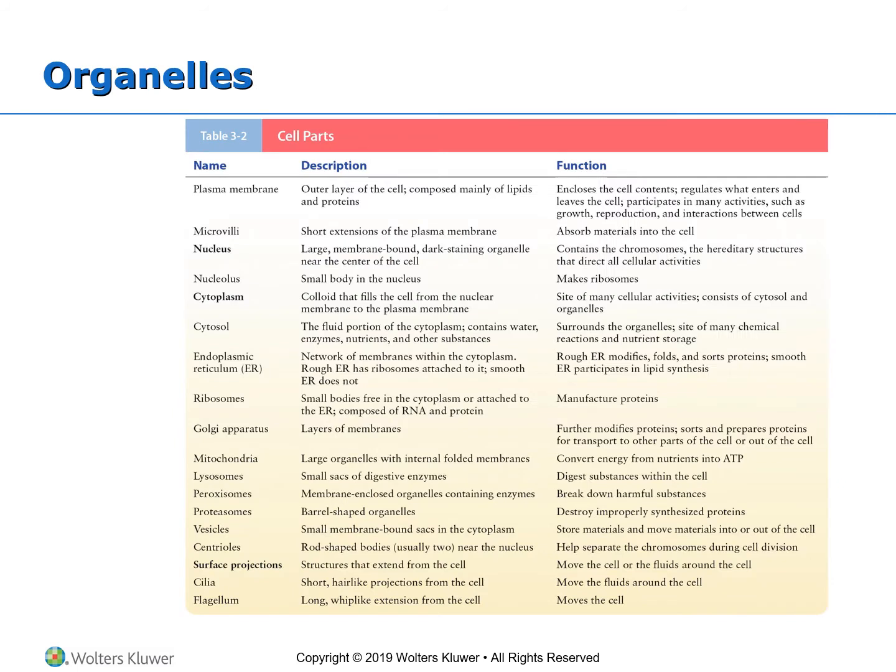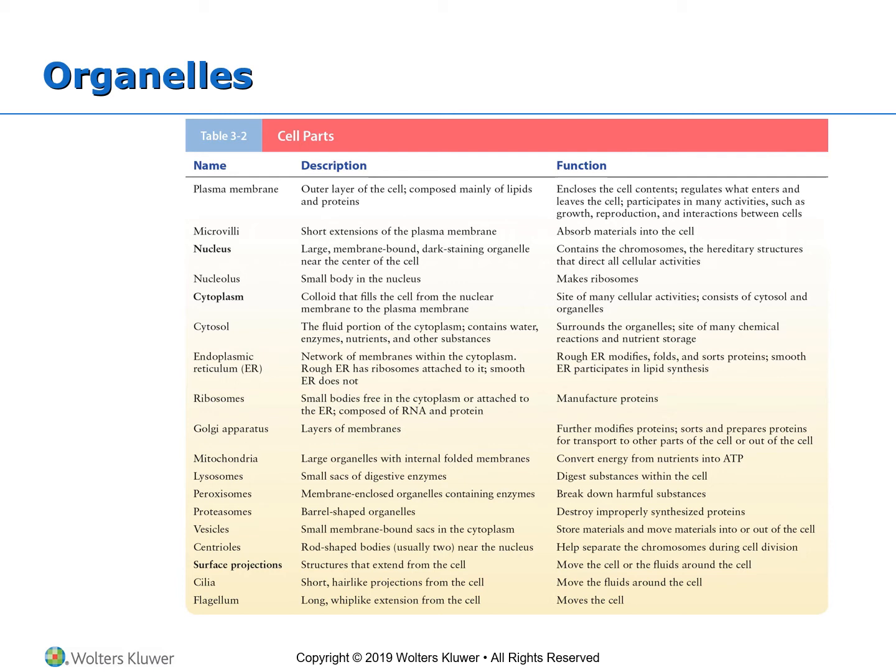Let's take a look at the structure of the cell from the point of view of organelles that are suspended in the cytosol. One structure that I already mentioned is the ribosomes. They are small bodies that are floating free in the cytoplasm, or they can be attached to the endoplasmic reticulum. They are composed of RNA and proteins, and they're involved in manufacturing proteins.